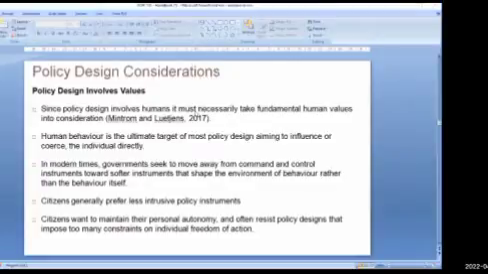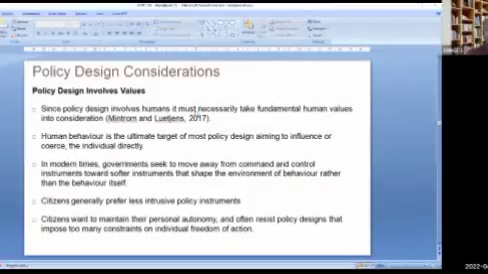So policy design is political, and it involves values. Since it involves humans, we must necessarily take fundamental human values into consideration. And human behavior is the ultimate target of most policy design. It aims to influence or coerce the individual directly. These are positions that scholars have put forward, like the ones quoted in Minton and Jide 2017.